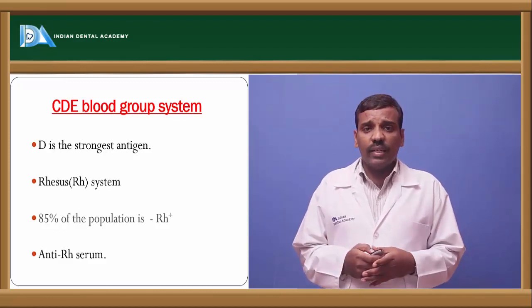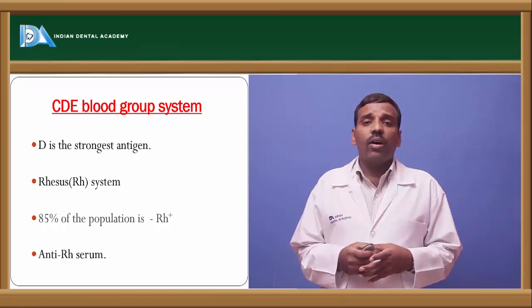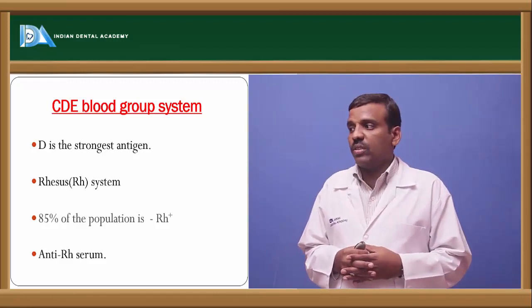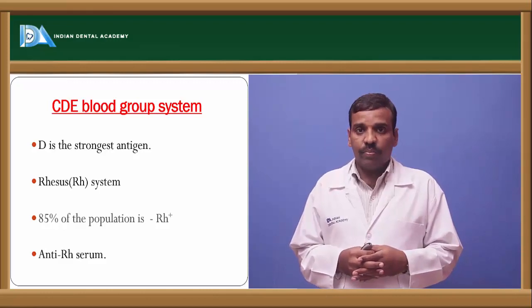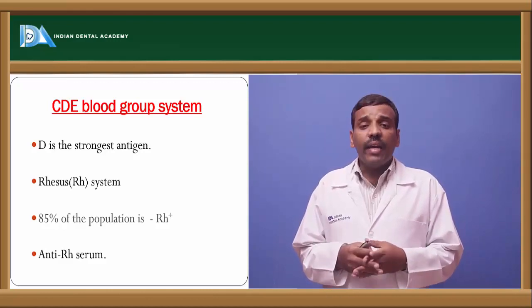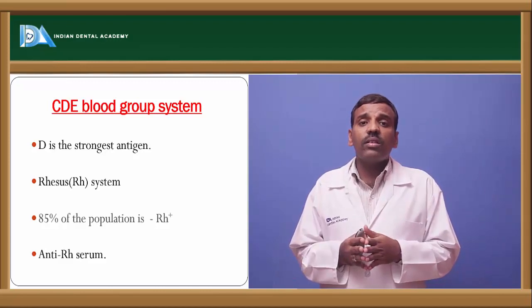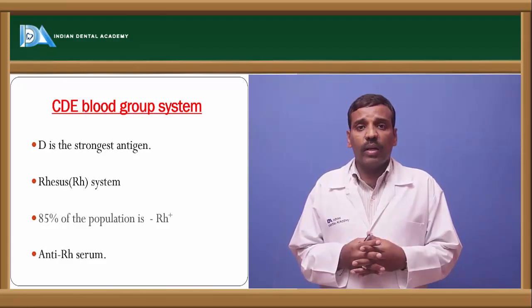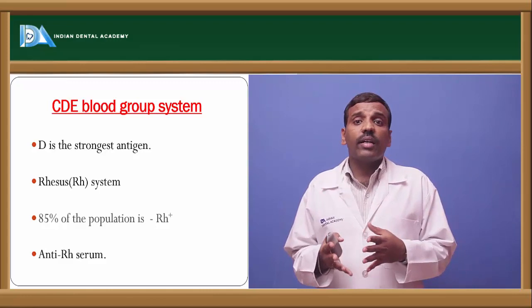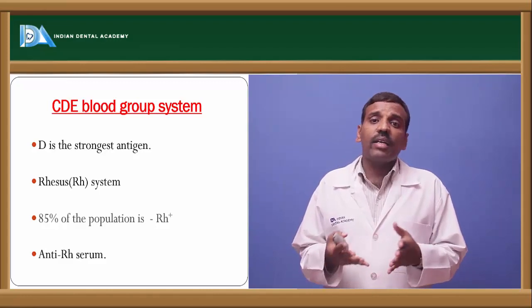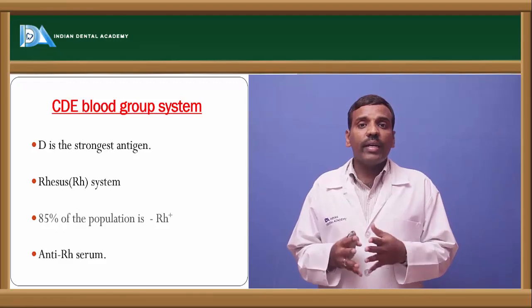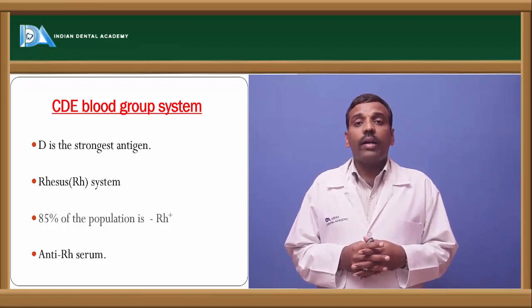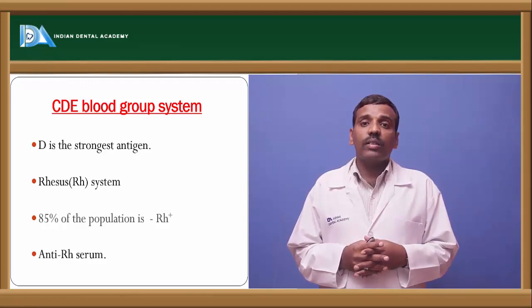And 85% of the people belong to RH positive. This is determined by the anti-RH serum. And next, positive persons can donate only to positive blood groups, and negative persons can donate blood to negatives as well as positive groups. In that sense, O negative is the universal donor and AB positive is the universal recipient.